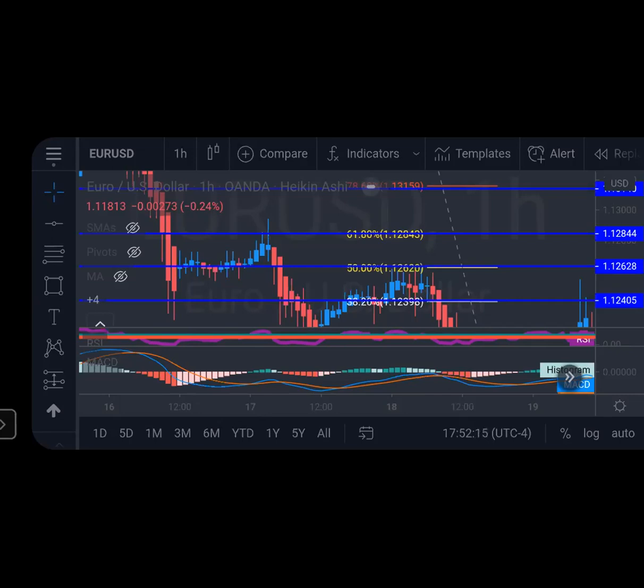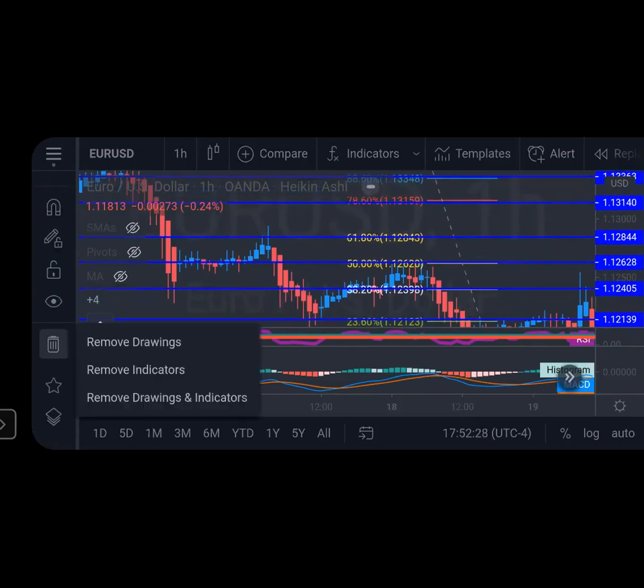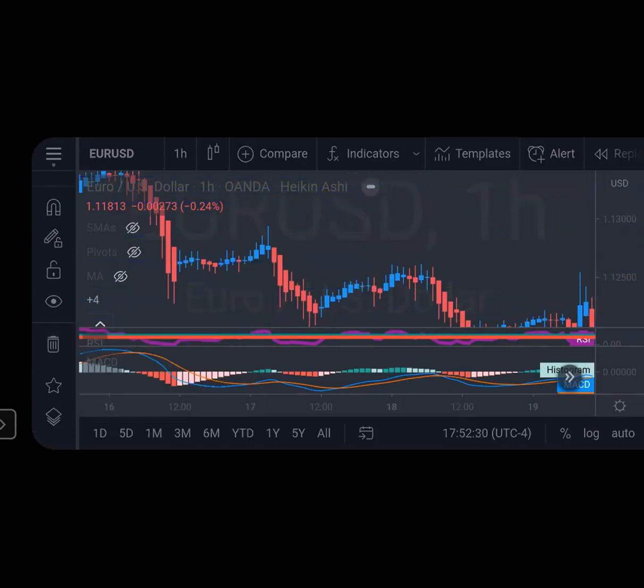Can you show me how to place, let's say, the different time frames? Remember I asked that question? Maybe you covered it, but it just slipped my mind. No problem. Let's remove those drawings.